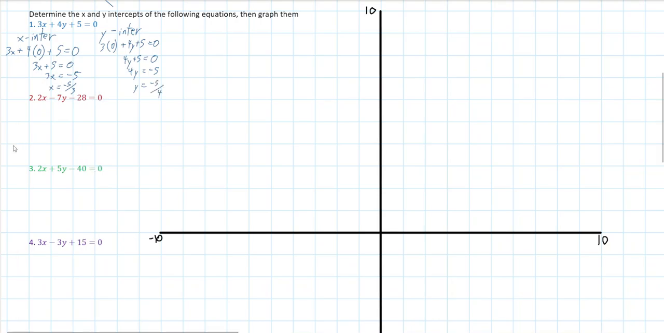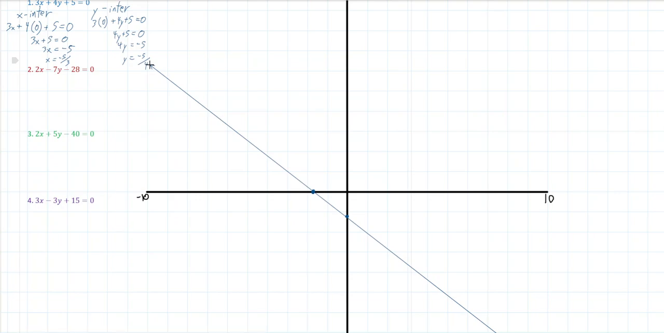Okay, so those are going to be our two different numbers for the x and y intercepts, and I'm going to roughly plug them in. So the x-intercept is where x is negative 5/3, which is going to be right here. And then our y-intercept is y is negative 5 over 4, so 1/4 past. So right there. And then I have to draw the line. That's pretty close. Okay, so that's what our line looks like for the blue one.